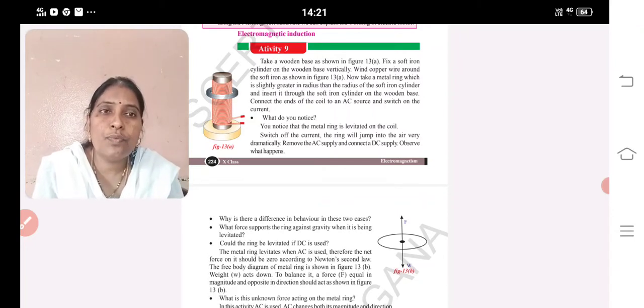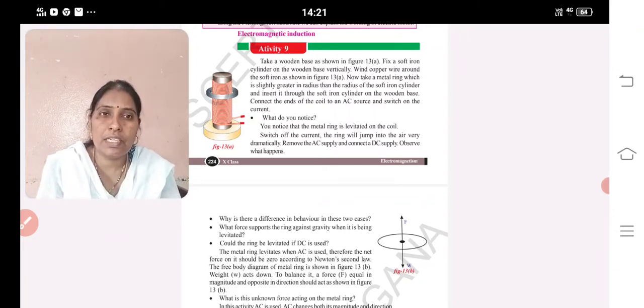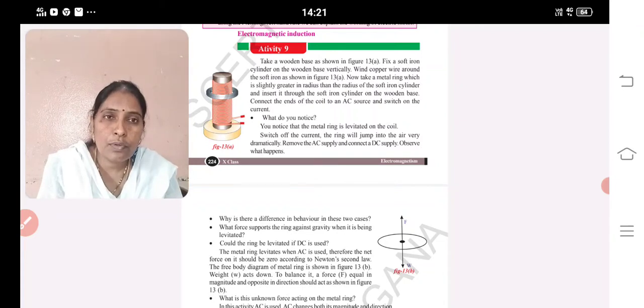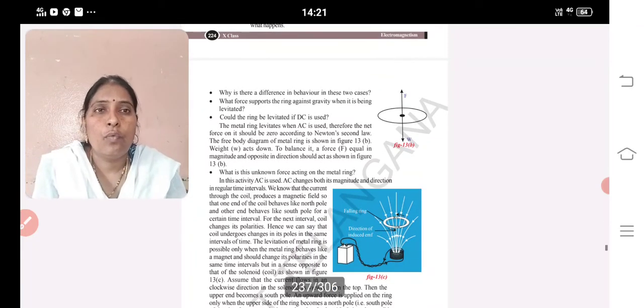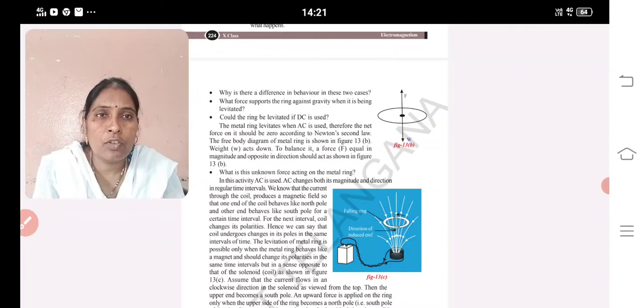What happens? What force supports the ring? Again, is it gravity? Could the ring be levitated with DC if DC is used? The metal ring is levitated when AC is used. Therefore, the net force on it should be 0 according to Newton's second law. The free body diagram of the metal ring is shown in figure 13b. Weight acts downward. To balance it, there is a force equal in magnitude and opposite in direction. What is the unknown force acting on the metal ring?